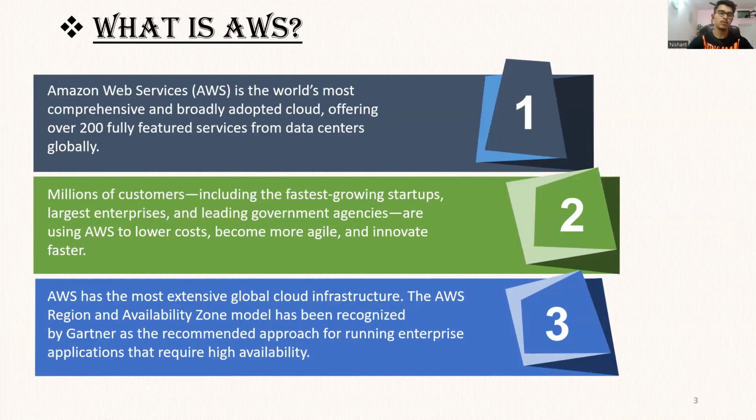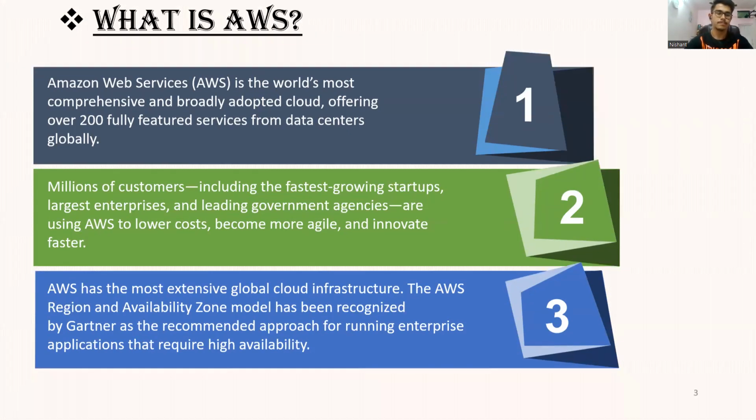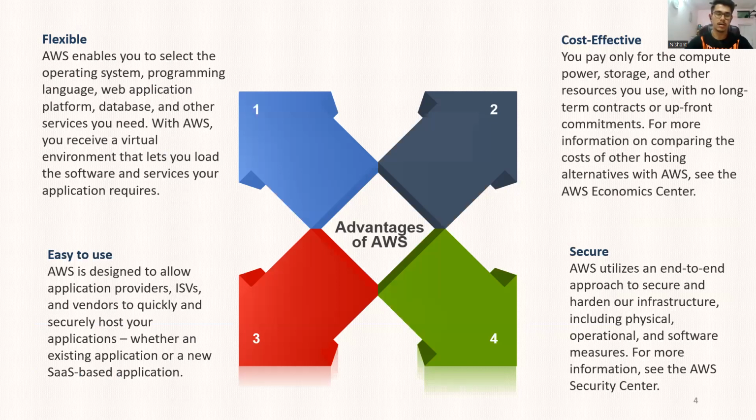What is AWS? AWS is the world's most comprehensive and biggest cloud offering, which offers over 200 fully featured services. Millions of users use AWS, including many startups, to lower their costs and become more agile and innovate faster. AWS has the most extensive global cloud infrastructure and various availability zones. The advantages of AWS are that it is very flexible, cost effective, easy to use, and secure.